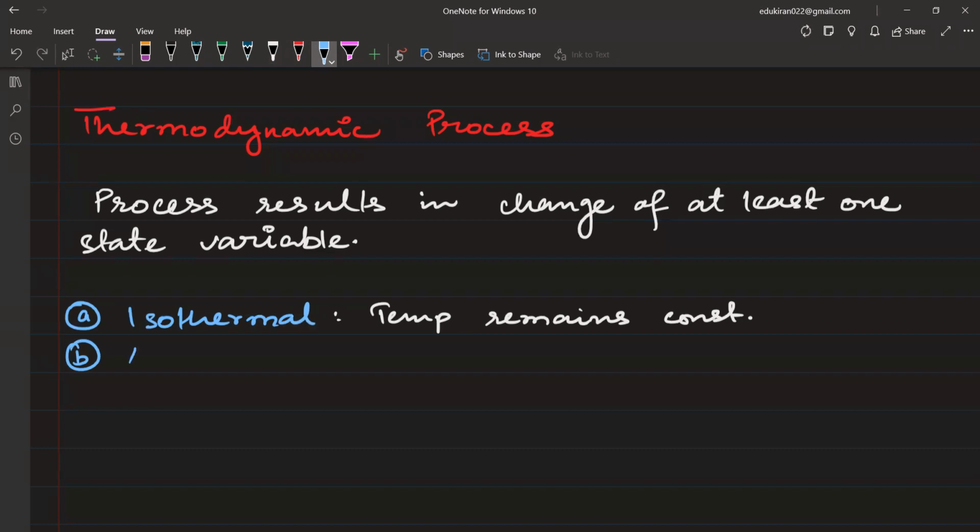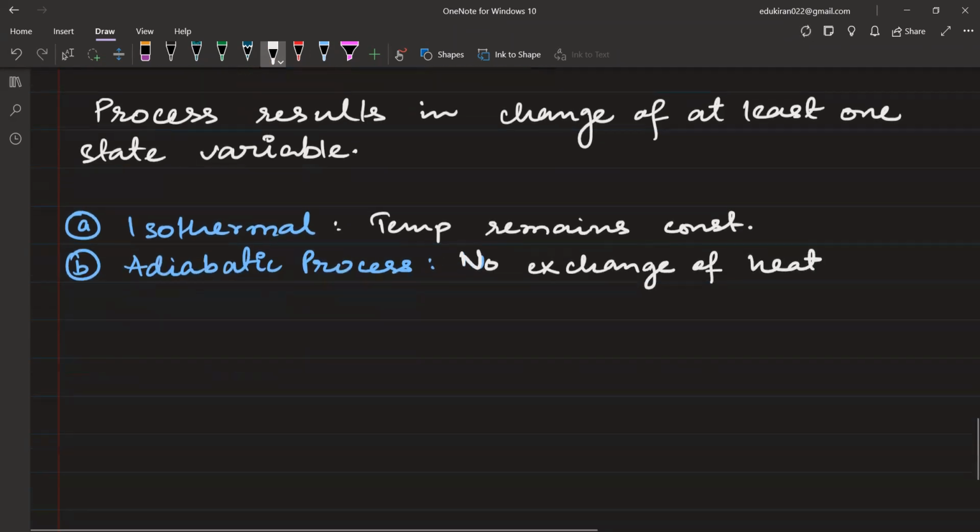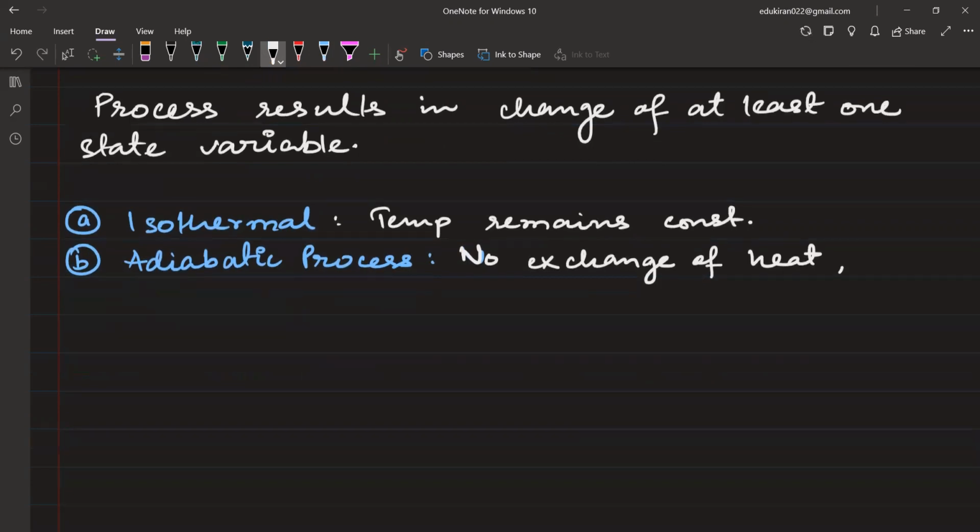Write the B part. Adiabatic. No exchange of heat has taken place. That means you have neither given heat nor taken heat. Heat could generally be shown as small q, and this will be equal to 0.